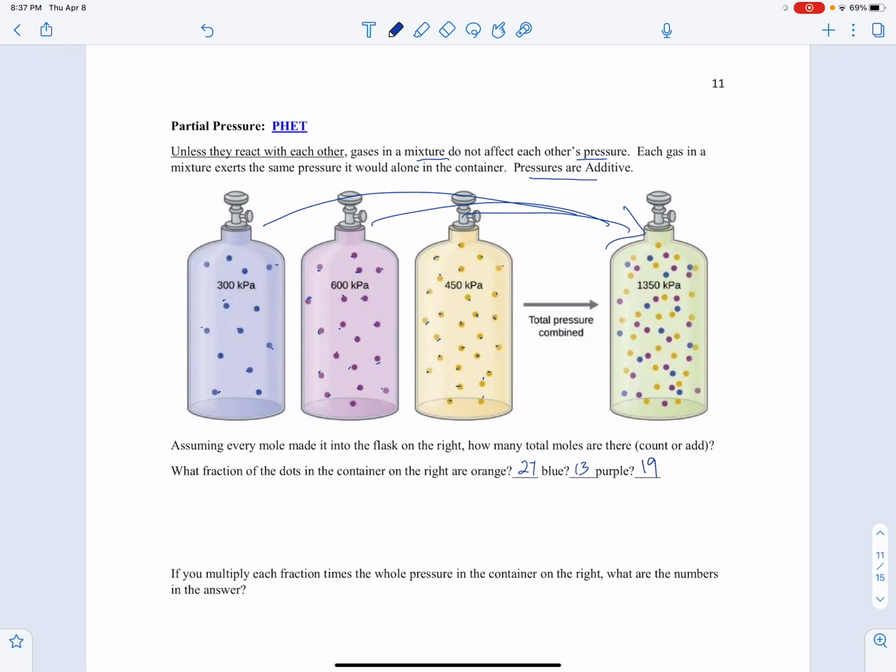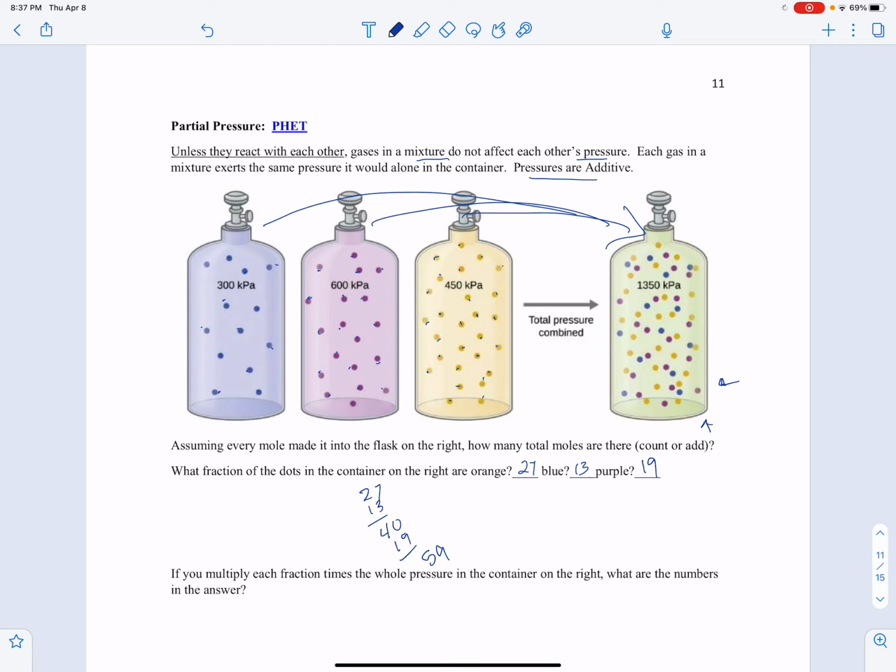So, what's the total number of moles in the container? You just add those up. You can count them yourself, or we can just add them. 27 plus 13 is really easy. That gives us 40 plus 19. That gives us 59 moles in that container.